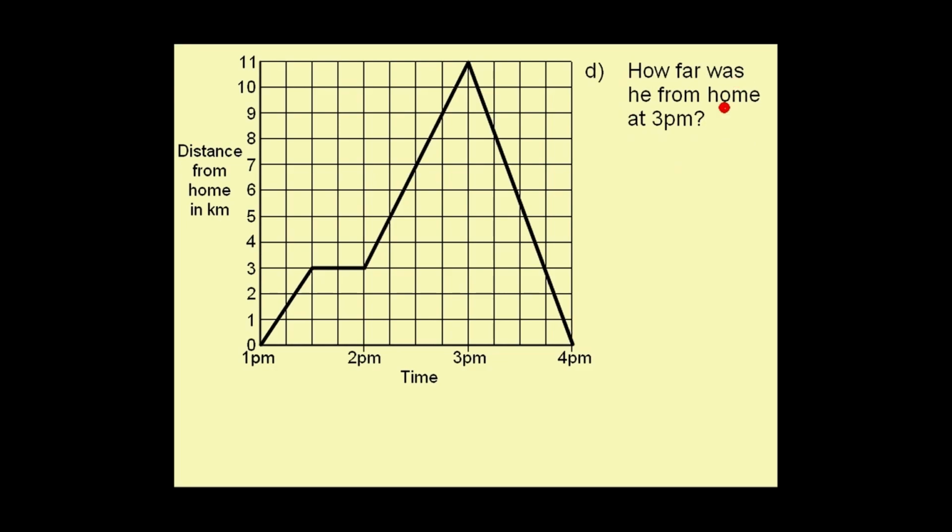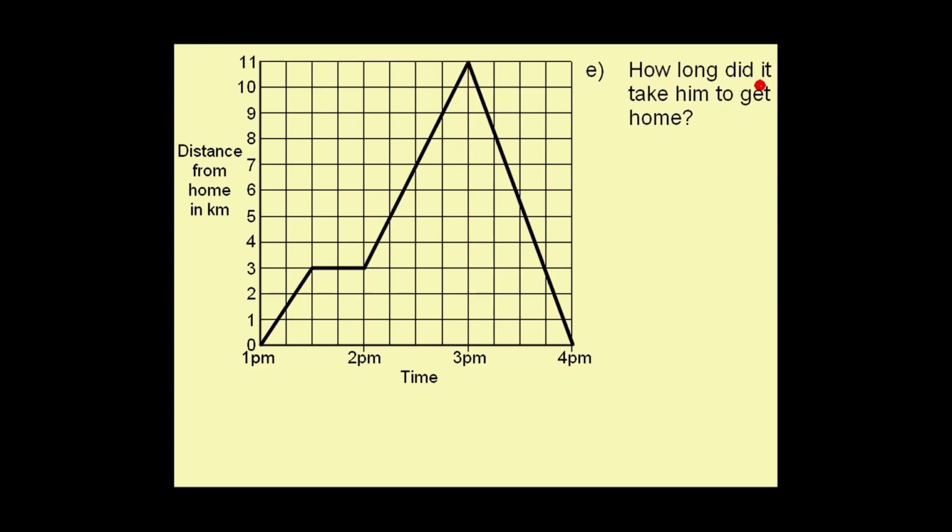Now, how far was he from home at 3 p.m? I find 3 p.m. on the time scale, that's here, go straight up to the graph, and then straight across. And I can see he was 11 kilometres away from home.